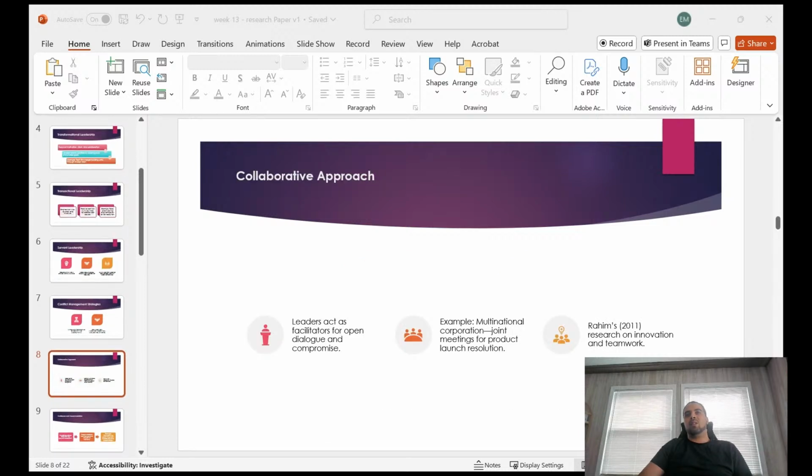A collaborative approach to conflict resolution allows all stakeholders to contribute to finding a mutually beneficial solution. One example is a multinational corporation where marketing and research and development teams clashed over a product launch. A collaborative leader organized joint meetings to align their goals, leading to a phased launch plan that satisfied both departments.